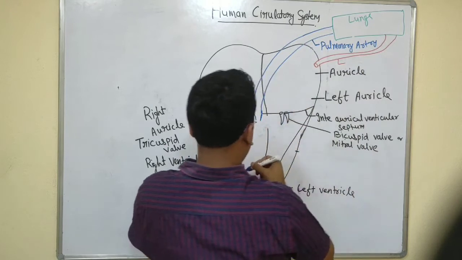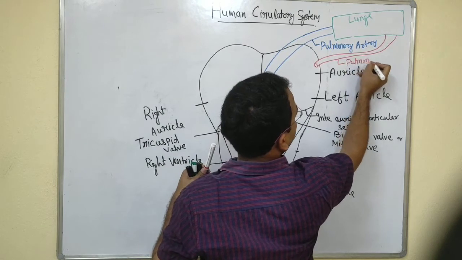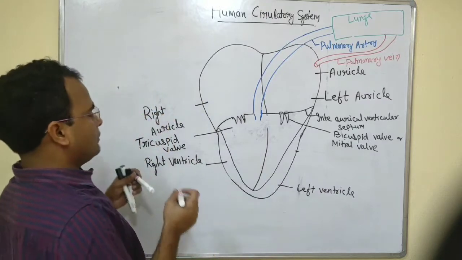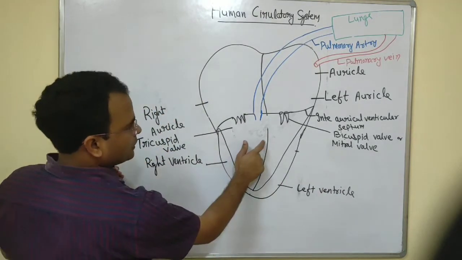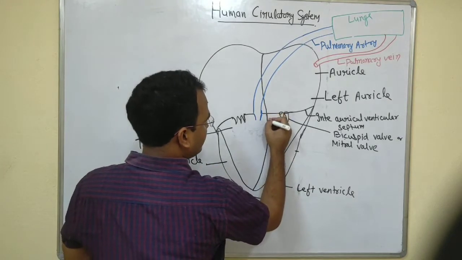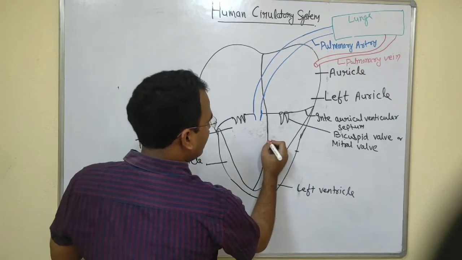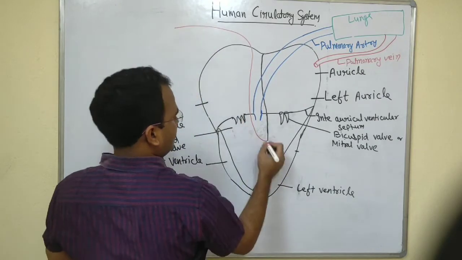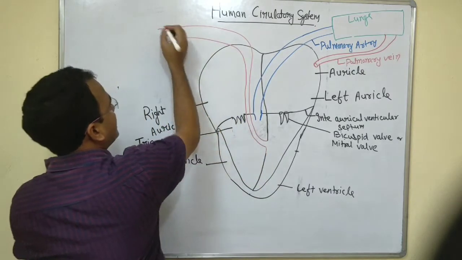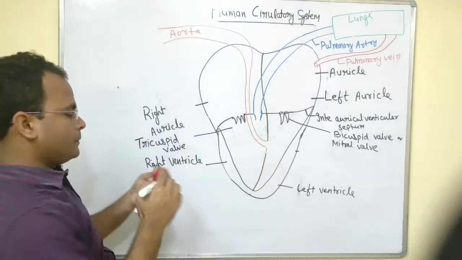A-R-T-E-R-Y, artery. This is pulmonary vein. Right? So this is pulmonary vein. And from the ventricle, the thick interventricular septum, from the interventricular septum, one thick aorta will go to the body. It will go to the body, right? Its name is aorta, A-O-R-T-A, aorta, a big artery.